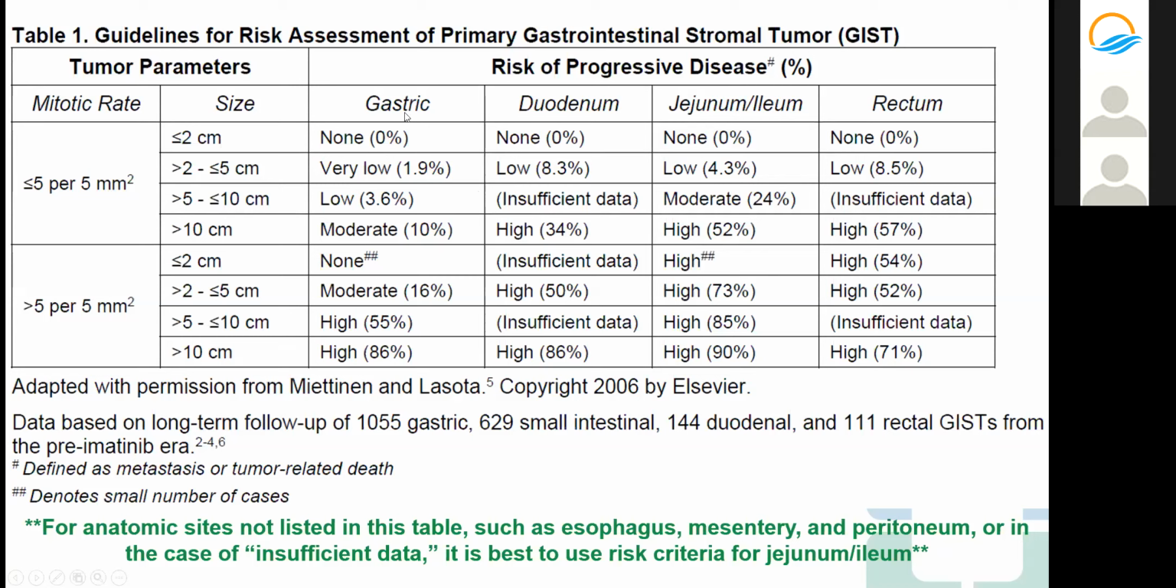For anatomic sites that aren't listed in this table, you'll notice that there's no esophagus, there's no mesentery, there's no peritoneum, there's no omentum, or in any case where you can see insufficient data documented, it's best to use the risk criteria for jejunum ileum in that setting. So basically just assign your tumor as belonging to the jejunum ileum and go to the associated size and mitotic rate, and then use that percentage of subsequent risk of metastasis or death due to disease.